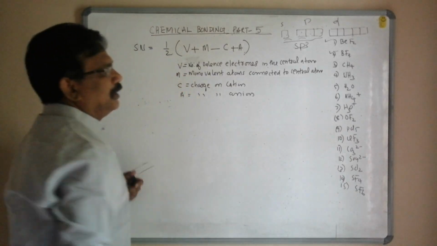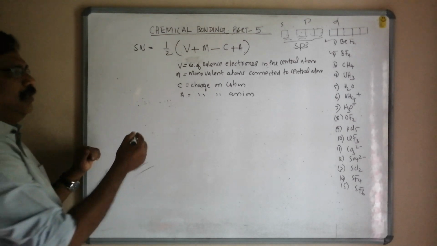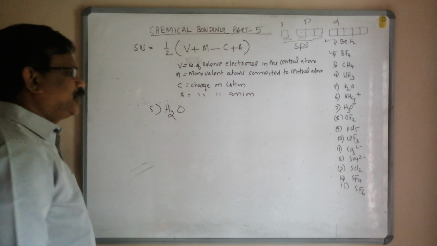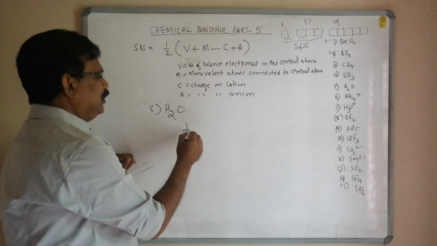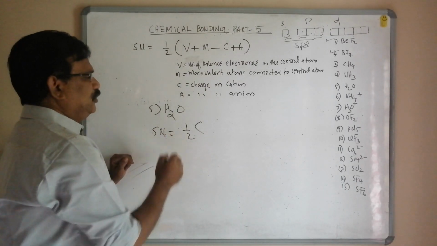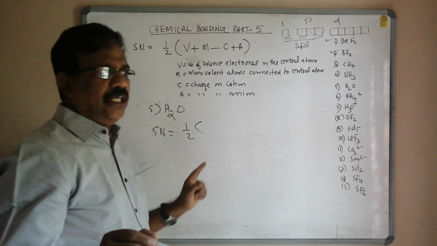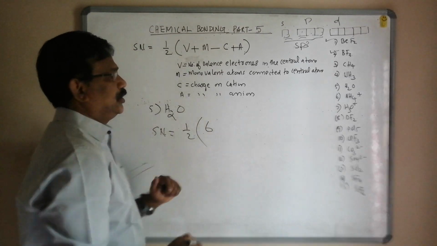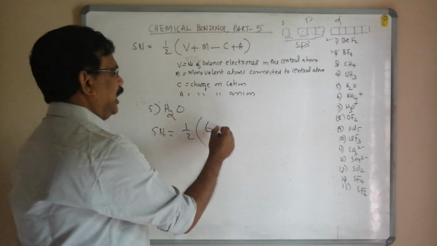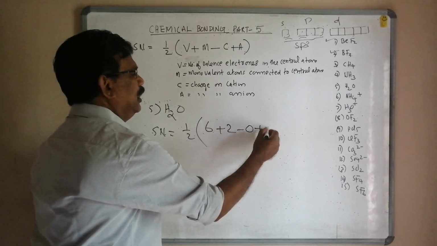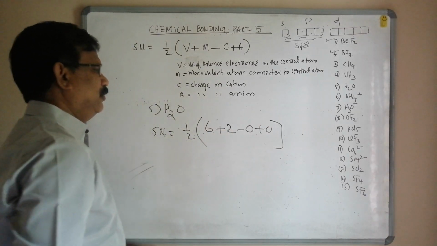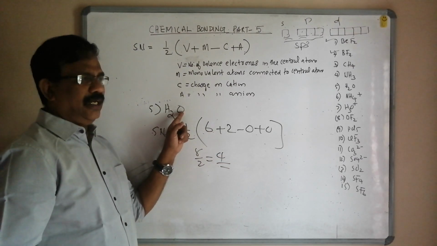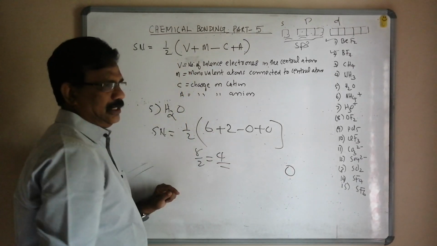Nitrogen atom. Next, H2O molecule, water. Fifth molecule, H2O. So the central atom is oxygen. So half into steric number: half into oxygen, sulfur, selenium, tellurium and polonium, 16th group, valence shell 6 electrons. 2 monovalent atoms, hydrogen, plus 2. Neutral molecule. 8 by 2 is equal to 4. So around oxygen, 4 hybrid orbitals.